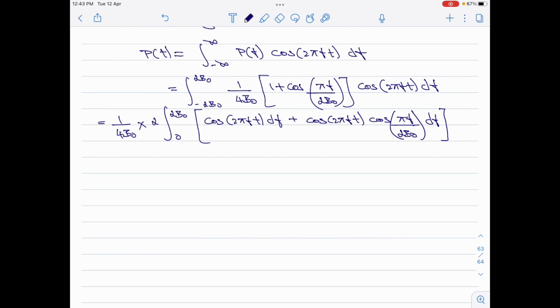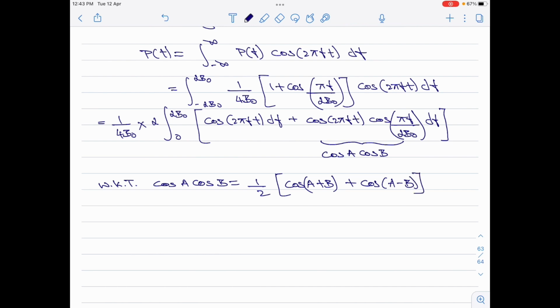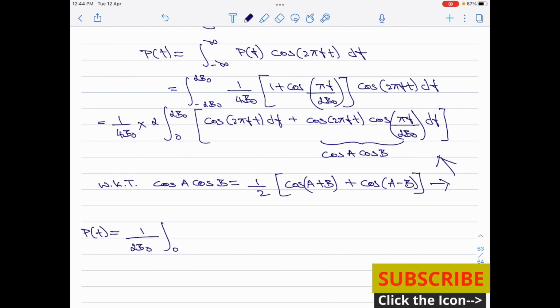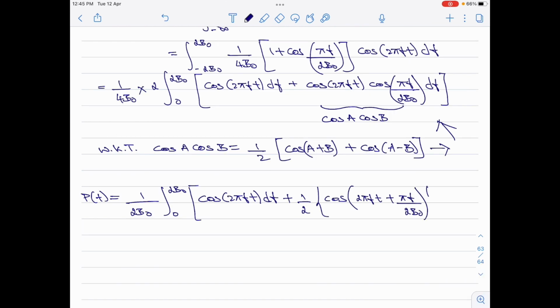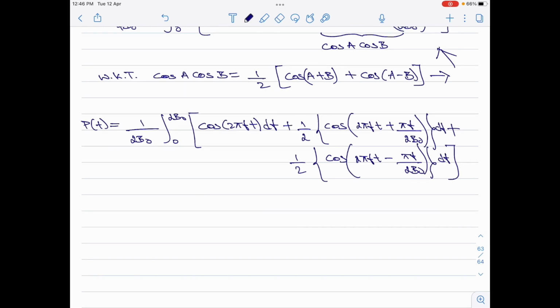if you look at this part, this is in the form of cos A cos B, and cos A cos B is equal to cos of A plus B plus cos of A minus B whole divided by 2. So, let me write that equation. I am going to use this equation in this part here. Therefore, P of t is equal to, right. Let us now integrate.